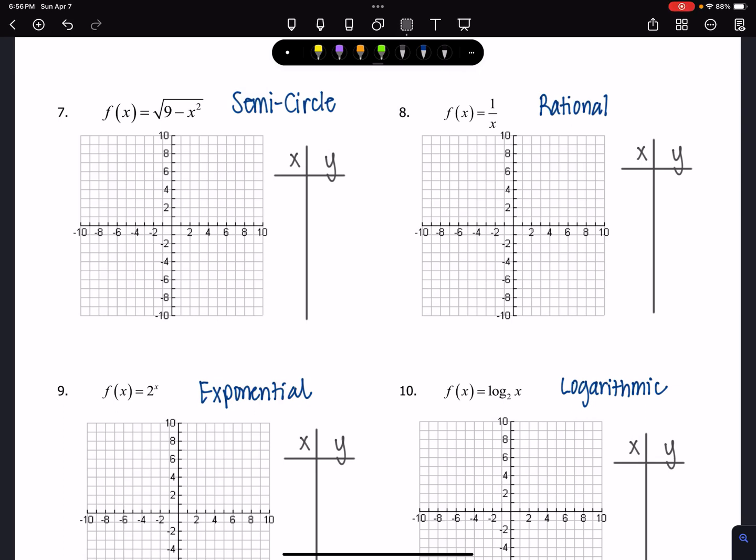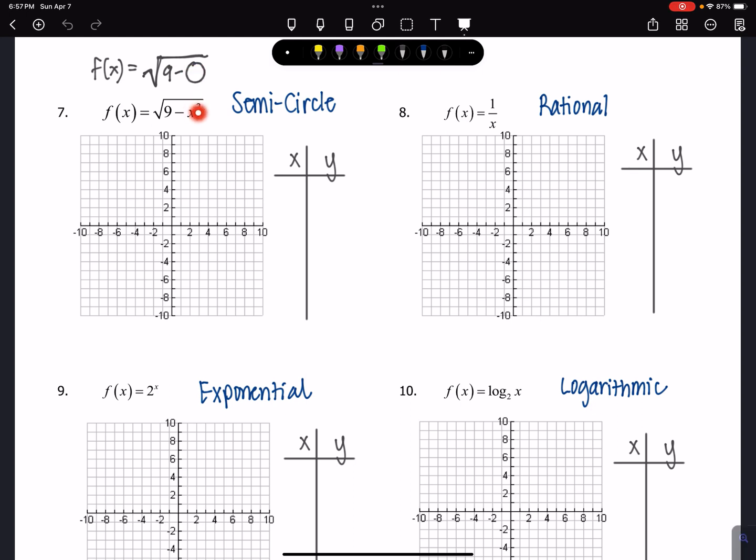Okay, this first graph is a semicircle, and it has a limited domain because of that square root. So the square root of 9 minus whatever this number is, it's got to be less than 9. So it cannot be greater than 9, otherwise we'll have the square root of a negative number, and that is not allowed in a function. So, for instance, putting a 4 in would give me 4 squared, which is 16. 9 minus 16 would not be allowed.